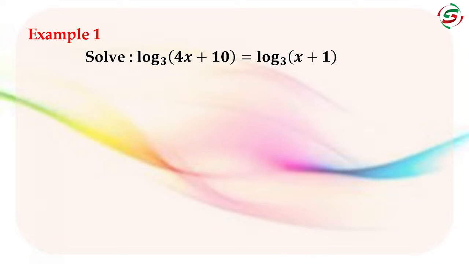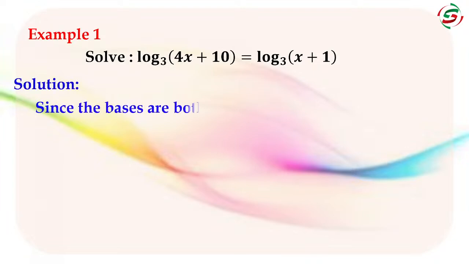Look at this now. Log of (4x plus 10) to the base 3 is equal to log of (x plus 1) to the base 3. What is the base here? 3. So is the base same or different? Same. If it is same, then the log values will also be equal. Okay, this and this will be equal. So directly you can solve this question like this.